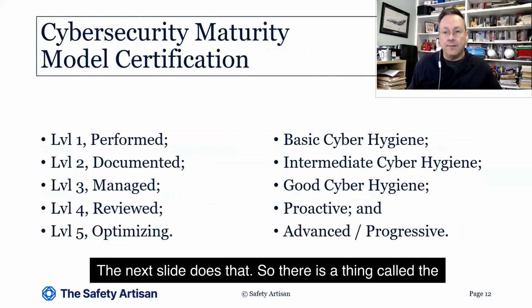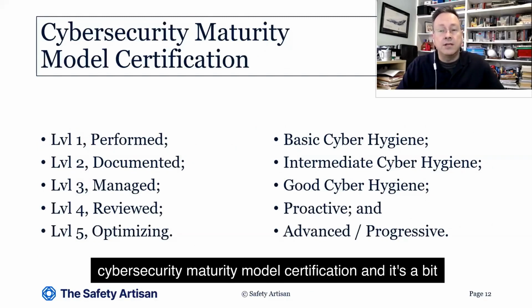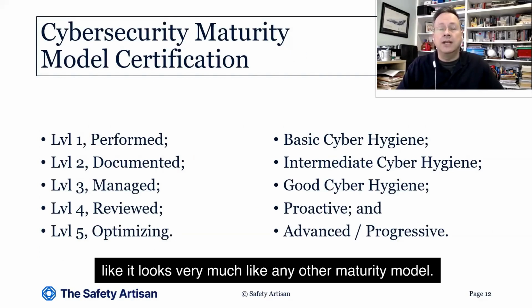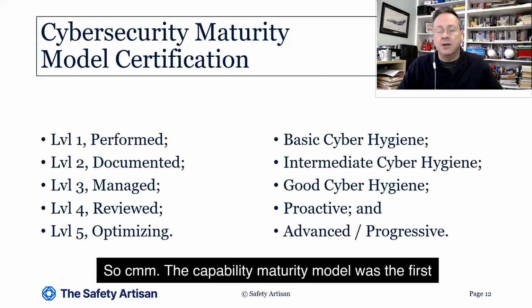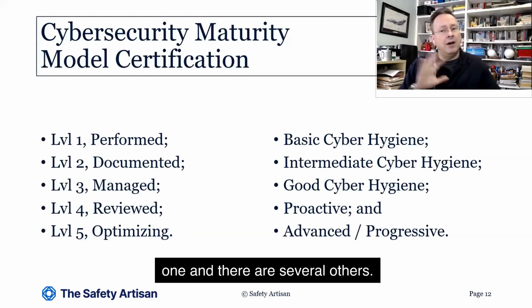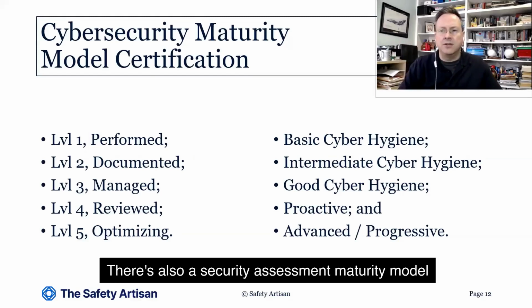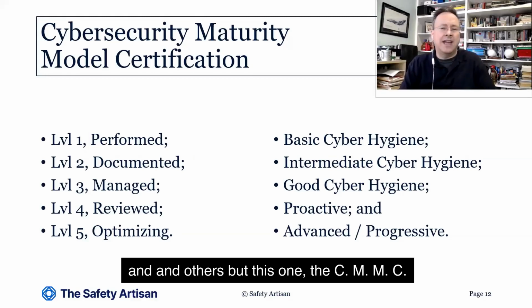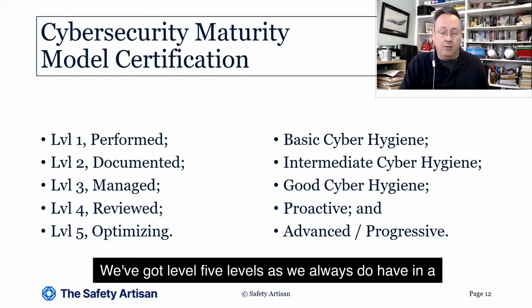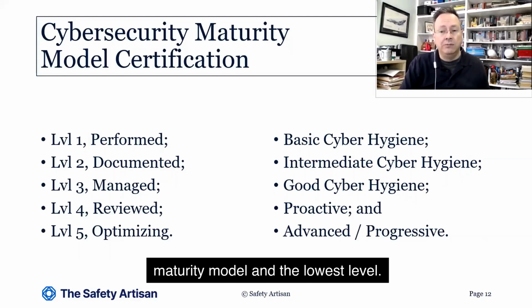Now, the next slide does that. There is a thing called the Cybersecurity Maturity Model Certification, and it looks very much like any other maturity model. So CMM, the Capability Maturity Model, was the first one, and there are several others. There's also a Security Assessment Maturity Model and others. But this one, the CMMC, we've got 5 levels, as we always do have in a maturity model.